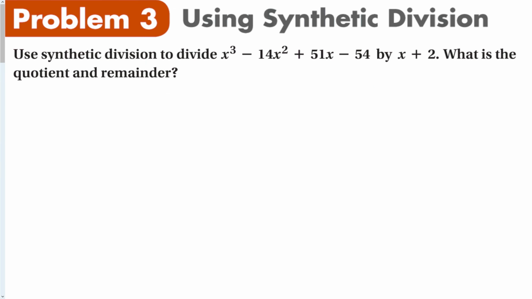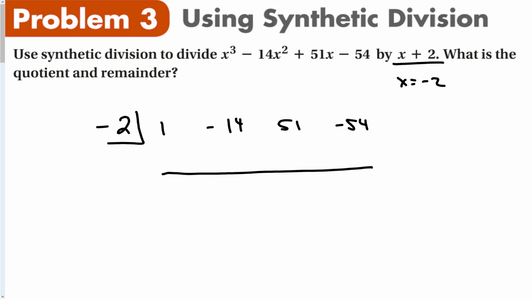So first, use synthetic division to divide this by x plus 2. That must be linear. If it is not x plus or minus something, it doesn't work. Okay, so the first thing I'm going to do is say that x is equal to negative 2 in this case. So that's what goes in this little box. Then I take all of the coefficients: 1, negative 14, 51, negative 54. And then I draw a line.